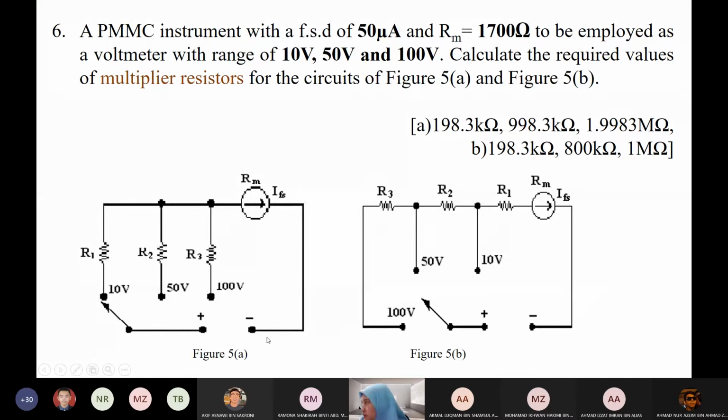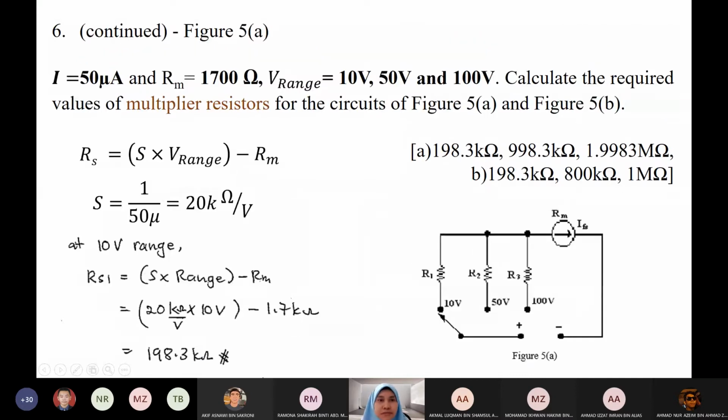Okay, now we do figure 5A first. This is the information given in the question. We have current equal to 50 micro, RM 1700, V range. We have 3 ranges. Calculate the required RS. Okay, this is the first figure. So how to find RS? We know that the basic formula is RS = S × V range minus RM. Okay, and we have to find S first. S is equal to 1 over I, equal to 1 over 50 micro, equal to 20 k ohm per volt.